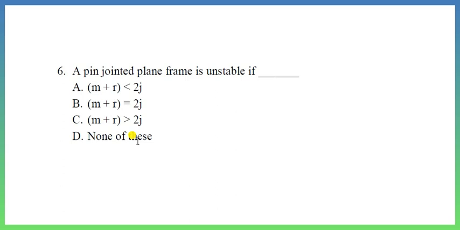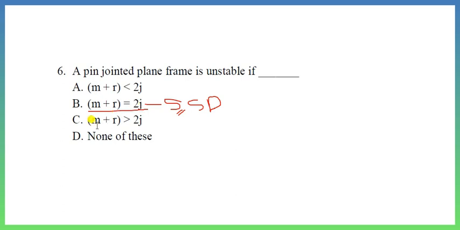So in this case, for the plane frame, there are three conditions. First one, if m plus r is equal to 2j, then this structure will be stable and statically determinate structure. So this will be stable and statically determinate structure if m plus r is equal to 2j.